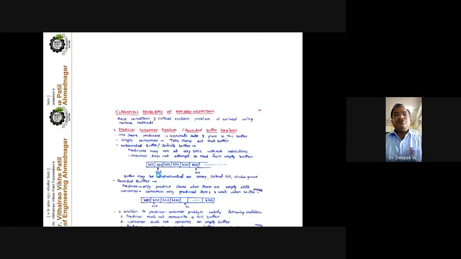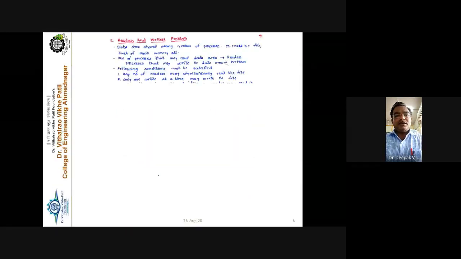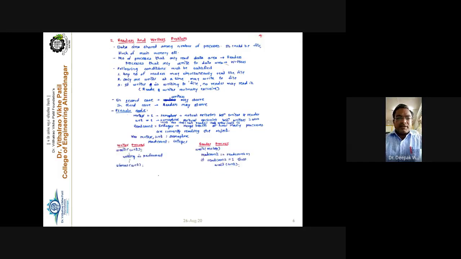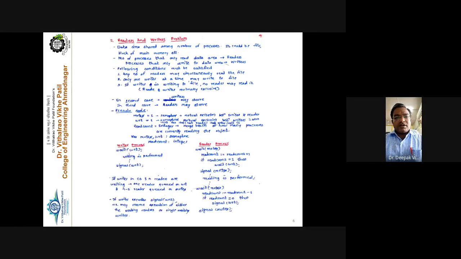The next problem which we have to discuss today is the reader writer process problem. In the reader writer problem, see carefully, there are processes of the type reader processes, and there are some processes of the kind writer processes. The meaning is that a data area is shared among a number of processes, it could be a file or a block of main memory. So definitely some processes want to write data into the file, and some processes want to read that particular file, right?